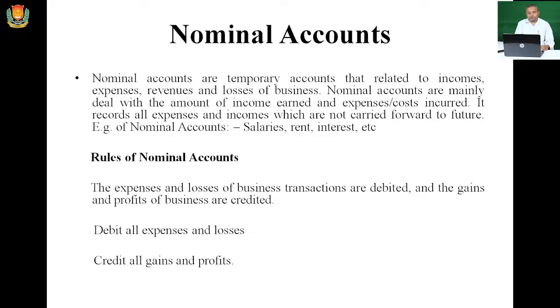So under double entry system, the accounts are prepared on these three principles, which we call golden rules of accounting, which are based on personal, real and nominal accounts, and accounts are debited or credited on the basis of rules of the concerned account. These are: for personal account, debit the receiver and credit the giver. For real account, debit what comes in and credit what goes out. For nominal account, debit all the expenses and losses and credit all gains and profits.